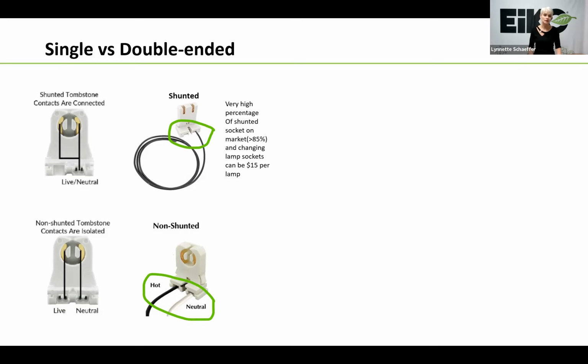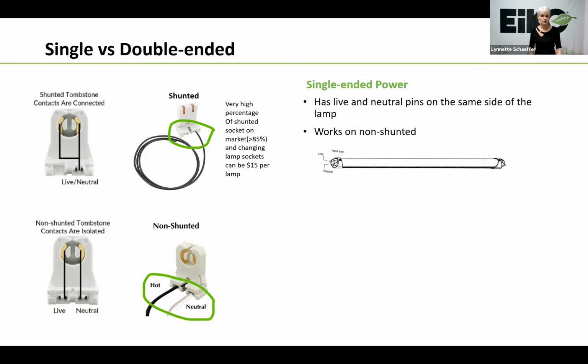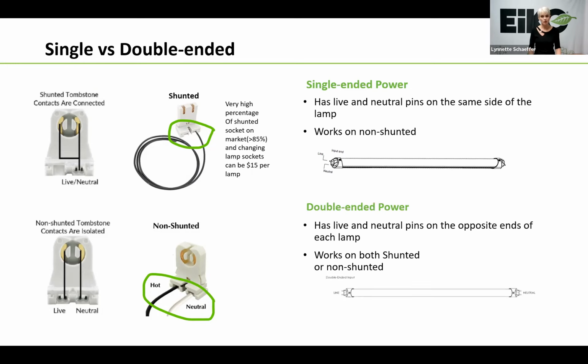Now, typically, but not always, T8 and T5 instant start ballasts use shunted sockets, while rapid start, program start, and dimmable ballasts typically would use non-shunted, along with T12s. But that's just kind of a guide. Don't rely on that. It's also important to understand single versus double-ended power. Single-ended power lamps have live and neutral pins on the same side of the lamp and would typically use non-shunted lamp holders, while double-ended power lamps have live and neutral pins on the opposite ends of each lamp and typically would use shunted tombstones.